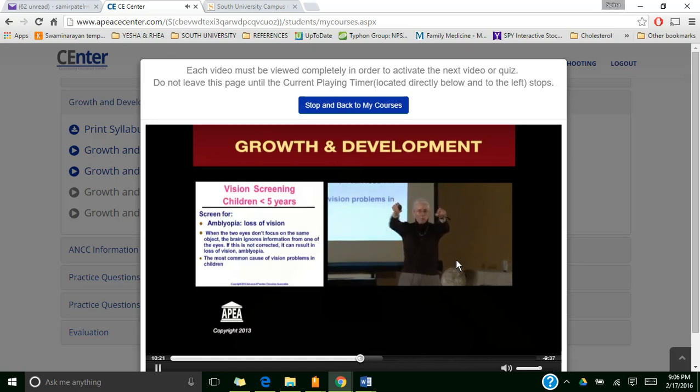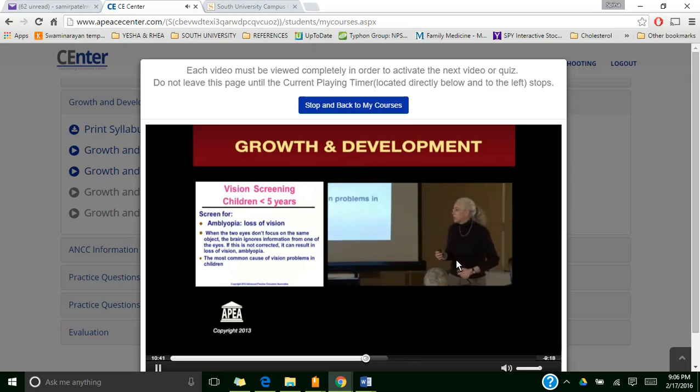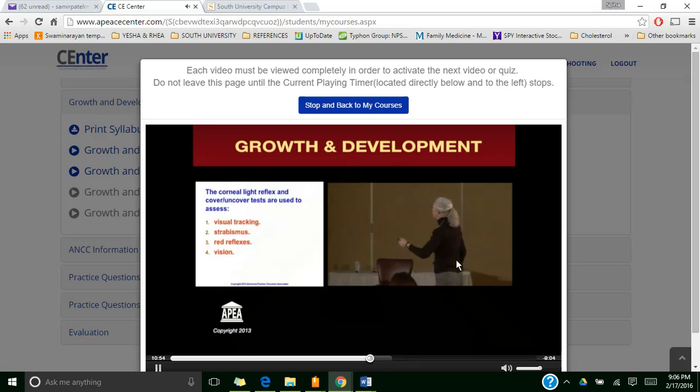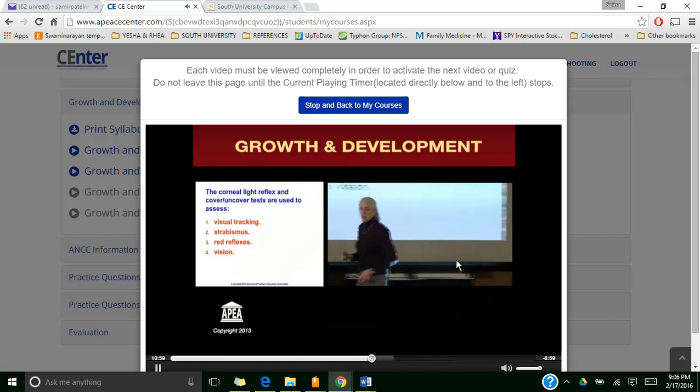Look at the last bullet. It says it's the most common cause of vision problems in children. And so, if we can pick this up and get it corrected, these children have good vision. So take a look. The corneal light reflex and the cover-uncover test are used to assess what? Strabismus. You remember the corneal light reflex? You take your pen light and you see if the reflex is in the same place in both eyes. If it is not, you're going to worry. Another test that we use for strabismus is the cover-uncover test. Do you remember about that one? You're going to cover an eye and get something to make the baby look.